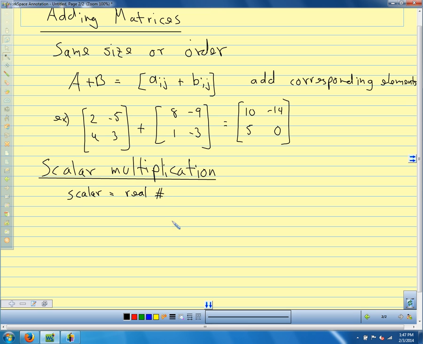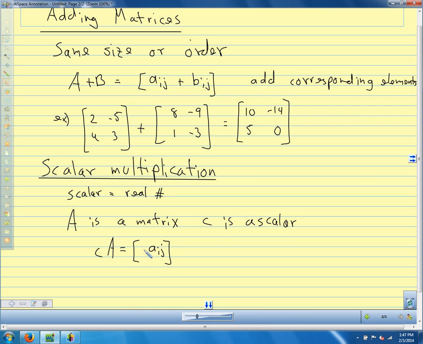So we want to know how we multiply a matrix by a scalar. We're going to say A is a matrix, c is a scalar, so we're going to say c times A. And all we're doing to multiply a matrix by a scalar is multiply each element by the scalar.